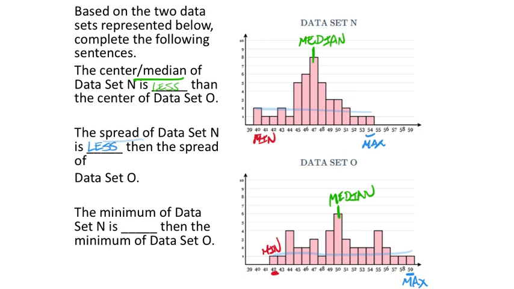Now the minimums, which we've already found, even though they're pretty much right next to each other. On data set N, we have a minimum of 40. On data set O, it's 42. 40 is definitely less than 42, so the minimum of data set N is going to be less than the minimum of data set O. And that's it. That's all we got to do for this one.